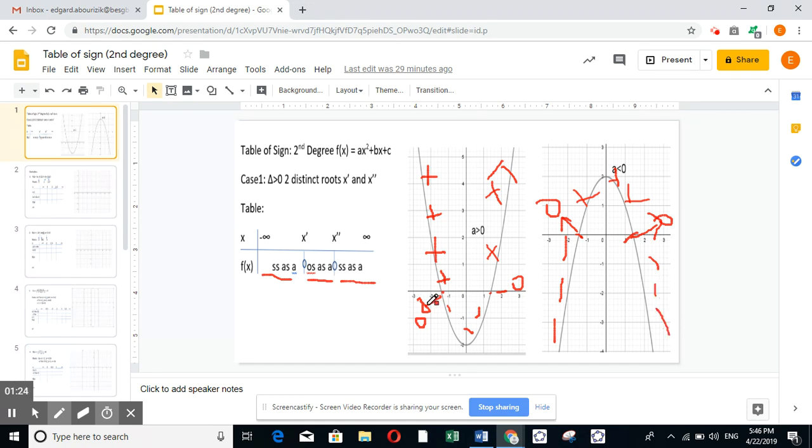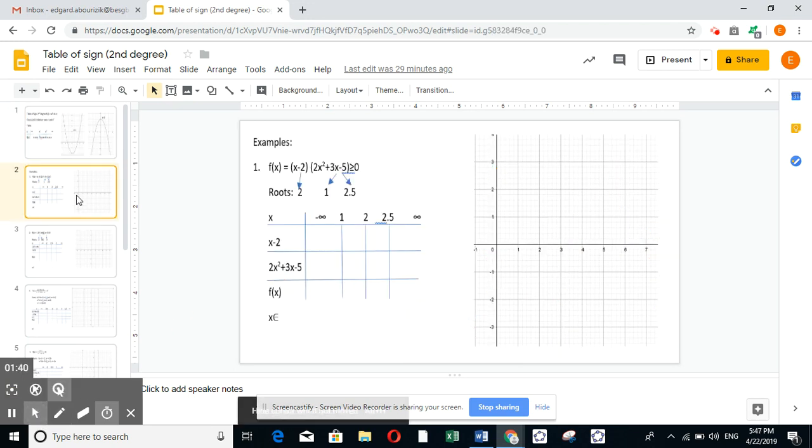So from now on, we're not going to graph and do all of that. You need to know that if you have second degree and you have two distinct roots, you look at the coefficient of x squared: you start with the same sign as a, then the opposite sign of a between the two roots, then the same sign as a. So let us take an example. Suppose here I want to find the sign of this f of x to be bigger or equal to 0.